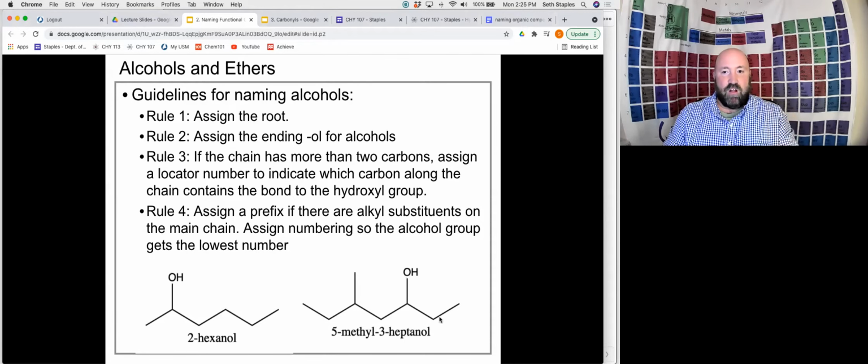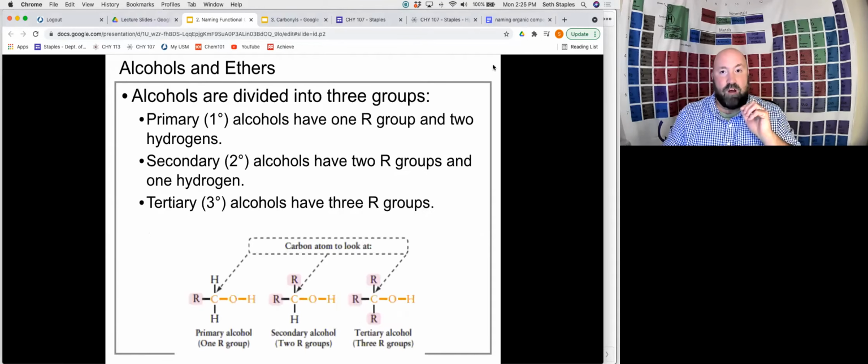So now that alcohol group is attached to 1, 2, 3. It's attached to carbon 3. So we get 3-heptanol. And now we see we have a methyl group here at carbon 5. So 5-methyl-3-heptanol.